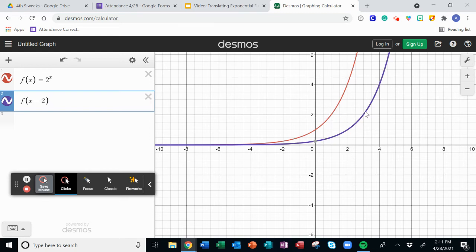Notice my graph moved 2 units this time, 2 units to the right. So since it moved 2 units to the right, I do have a different y-intercept. My y-intercept is 0.25, or the same thing as 1/4. And since my graph did not shift up or down, my asymptote is still y is equal to 0.